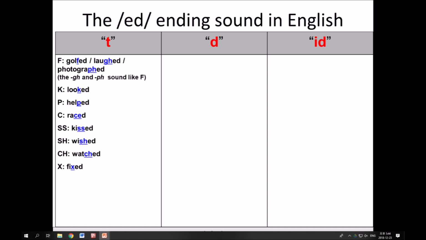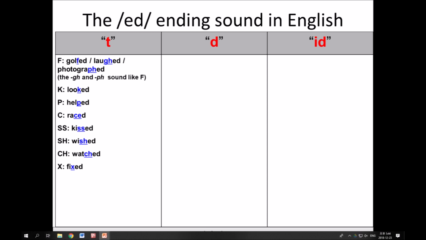Okay, so you can see here it's fairly easy, the pronunciation. You just say the present form of the verb and then add the T sound at the end. All right, so if it ends with F, K, P, C, double S, SH, CH, or X, then you're going to just add the T sound at the end.